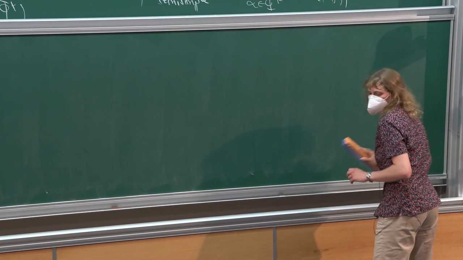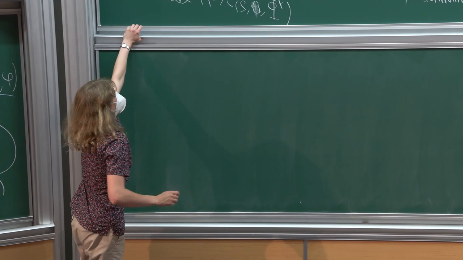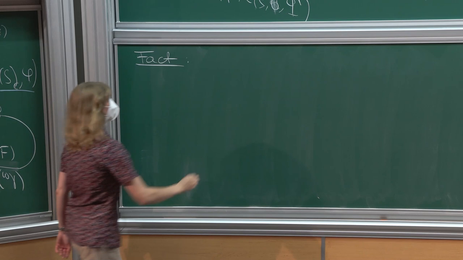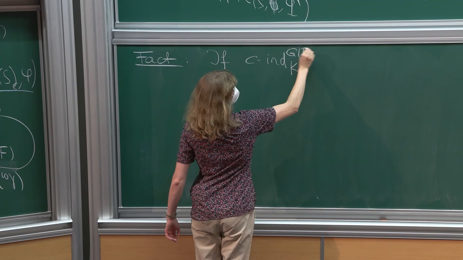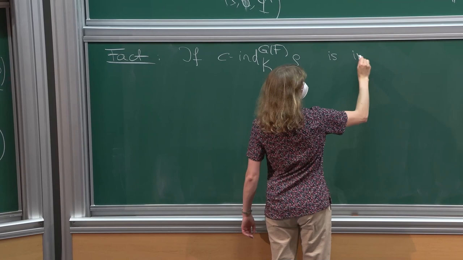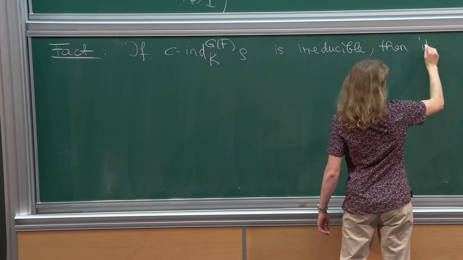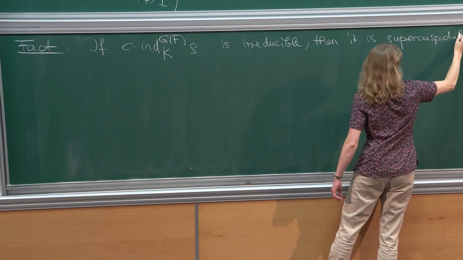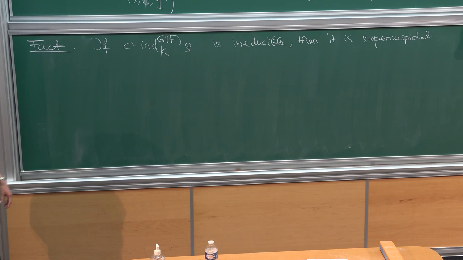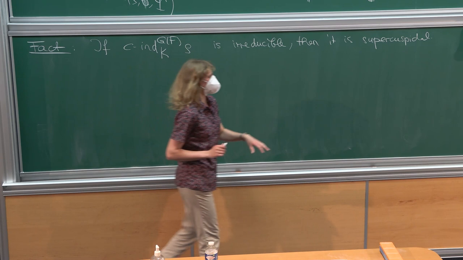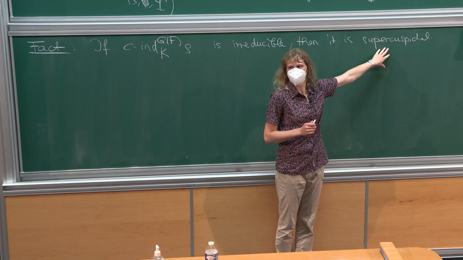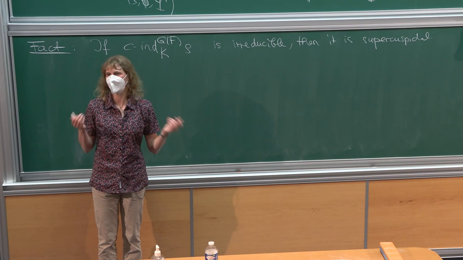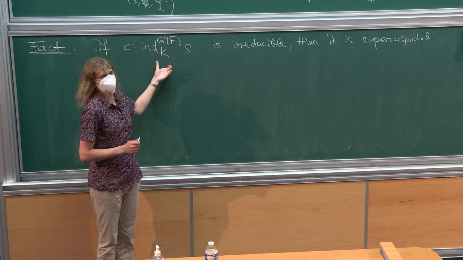All right. Let me start with a fact. The fact is that if the compact induction from a compact mod center open subgroup to the whole group of a representation rho is irreducible, then it is supercuspidal. And the reason for that is an exercise. Well, the hint for the exercise is there are several ways to define supercuspidal. One is that it's not contained in the parabolic induction of a proper parabolic subgroup. Another way to define it is by saying that all the matrix coefficients are compactly supported mod center. And using that, it's an easy exercise to show.